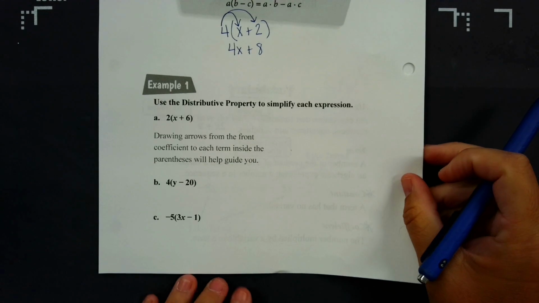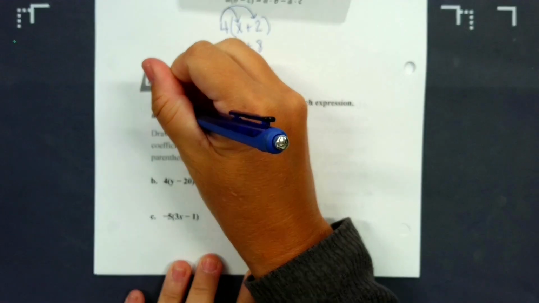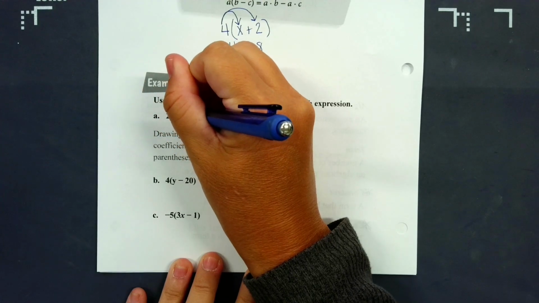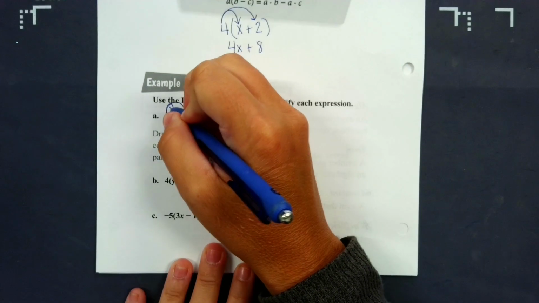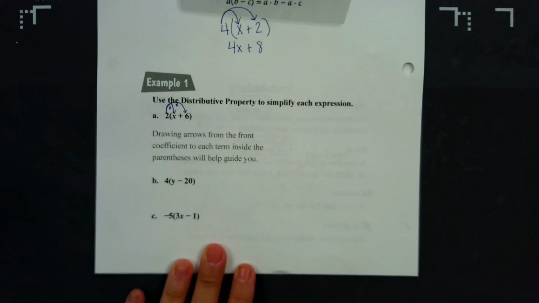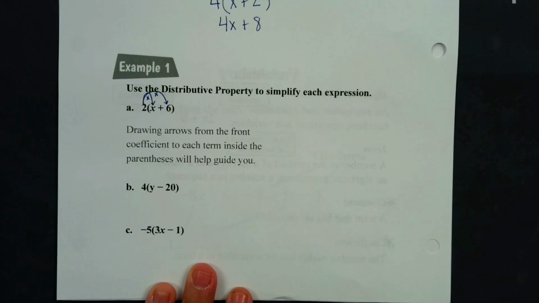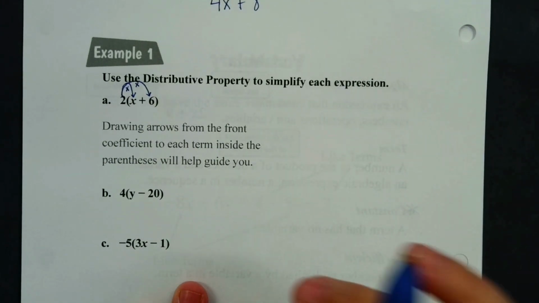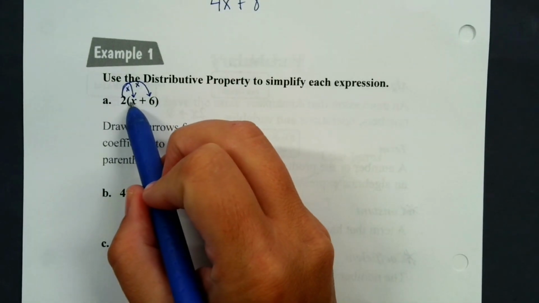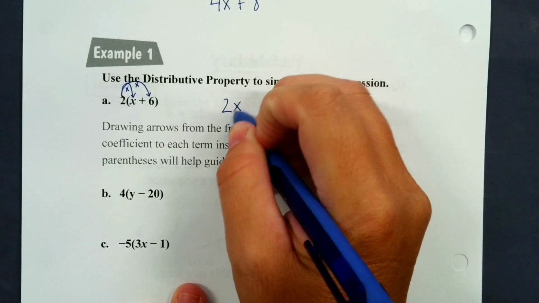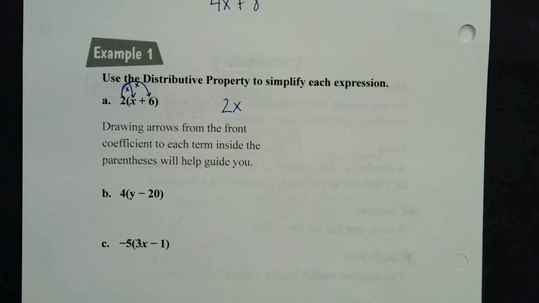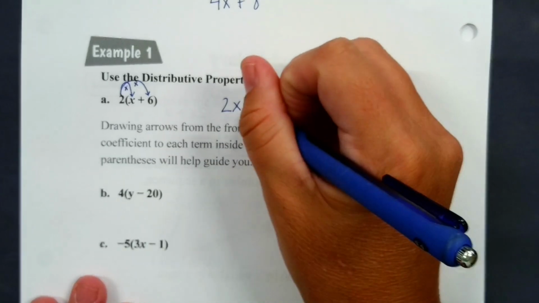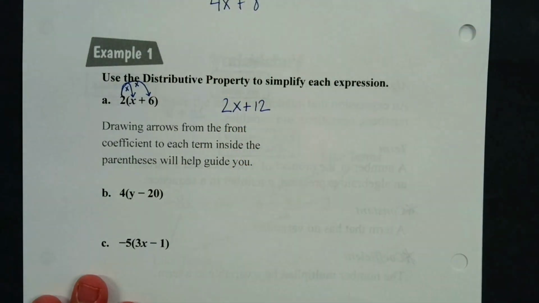All right. We're going to jump right in on example 1. We're going to distribute, and I draw the arrows. It helps me. That's the way I was taught. I've always remembered it. The word distribute means I'm multiplying these. So 2 times x gives me 2x. Two times 6 gives me plus 12. That is how you're distributing.